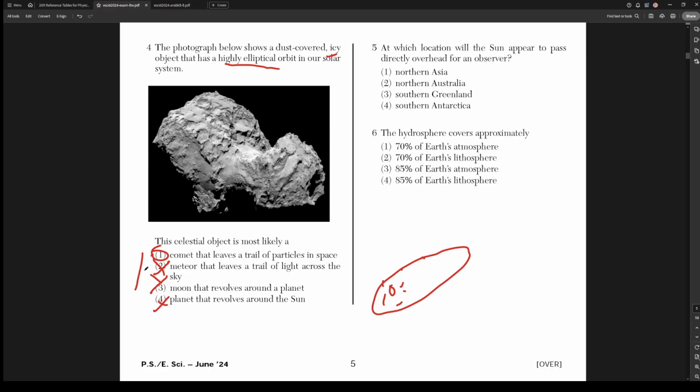Number 5, at which location will the sun appear to pass directly overhead? Okay, the sun only ever goes directly overhead between 23.5 degrees north, the Tropic of Cancer, and 23.5 degrees south, the Tropic of Capricorn. That's the only area, and in between, that it could be. So we need to find which one of those places is going to be in that zone.